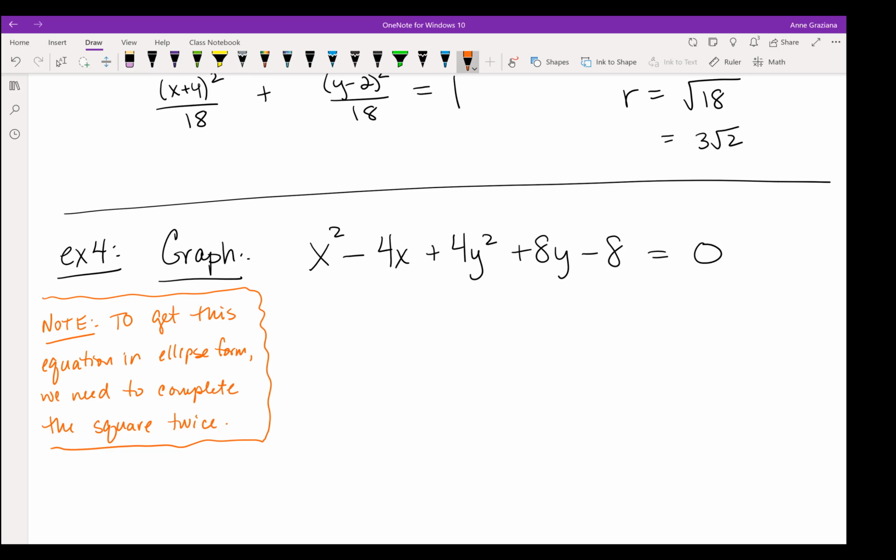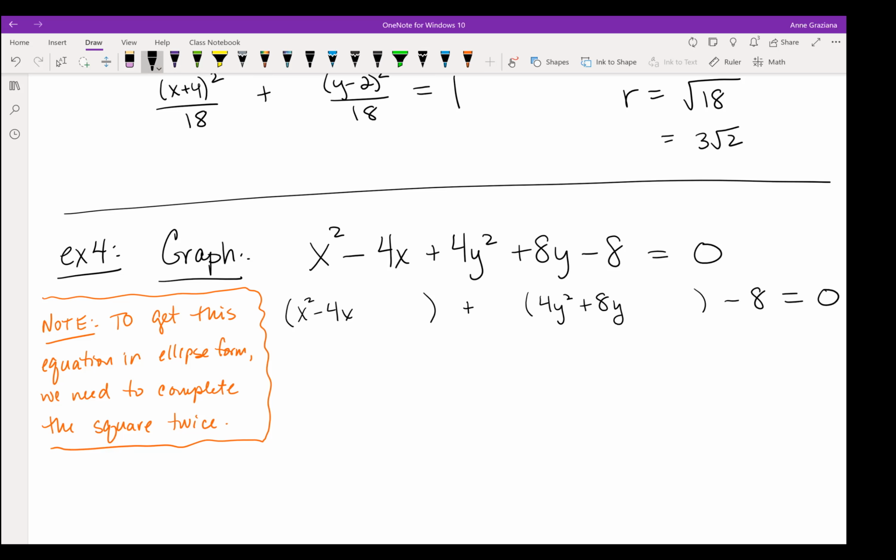Okay, so we're going to group the x's together and the y's and treat it as like two separate problems we're doing at one time. So I'm going to put the x squared minus 4x together and then put a plus, and then I'm going to group my 4y squared plus my 8y. And then the lone number, I'm just going to throw off to the side. Everybody see how we did that?